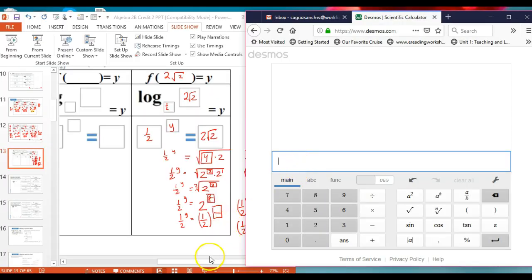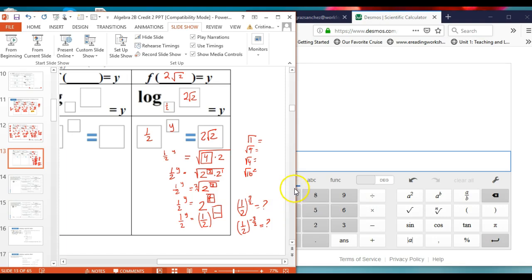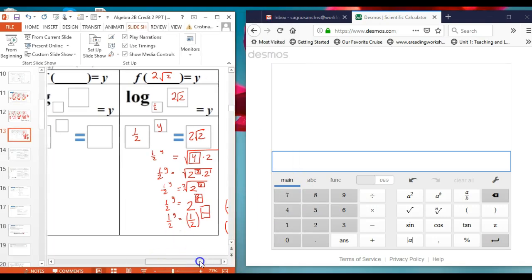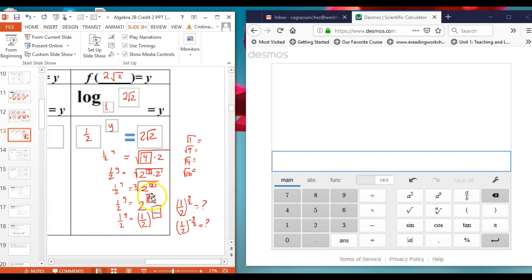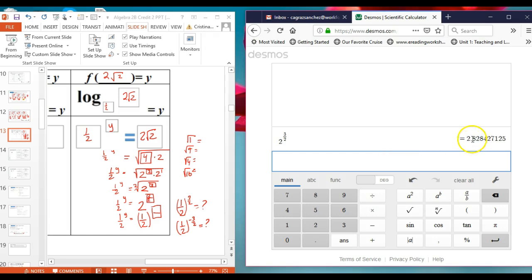So let's go ahead and type in first, as you can see here, sorry about that, 2 to the 3 over 2. Okay. We're going to go ahead and see that. That's about 2.8. Now you're probably wondering, how did you make it stick to the screen? I pressed this little enter or return key.